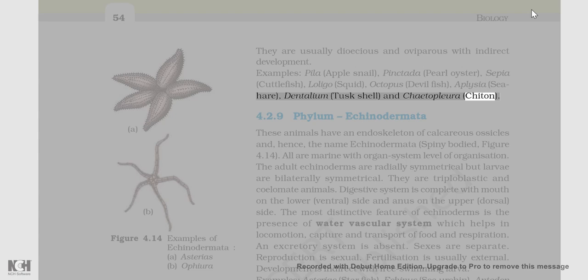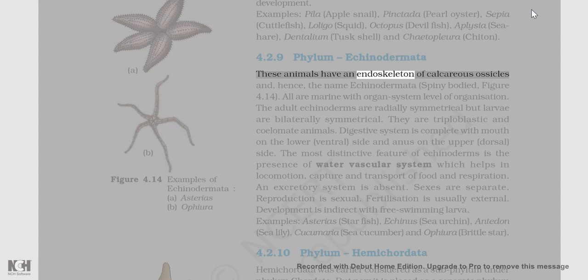4.2.9 Phylum Echinodermata. These animals have an endoskeleton of calcareous ossicles and, hence, the name Echinodermata, spiny-bodied, figure 4.14. All are marine with organ system level of organization. The adult echinoderms are radially symmetrical, but larvae are bilaterally symmetrical. They are triploblastic and coelomate animals.